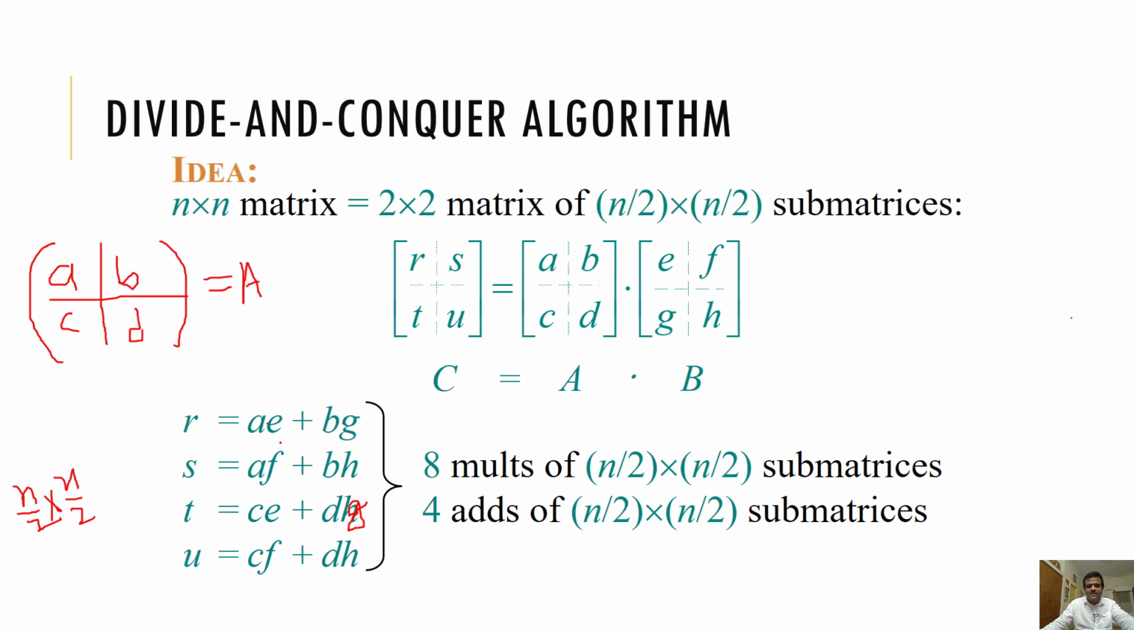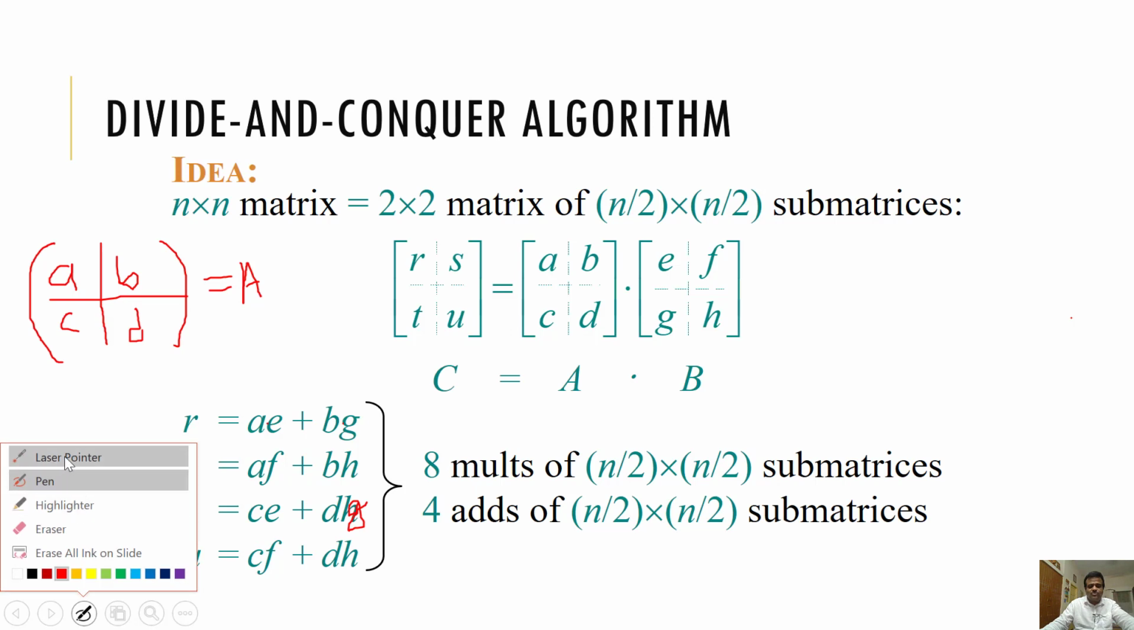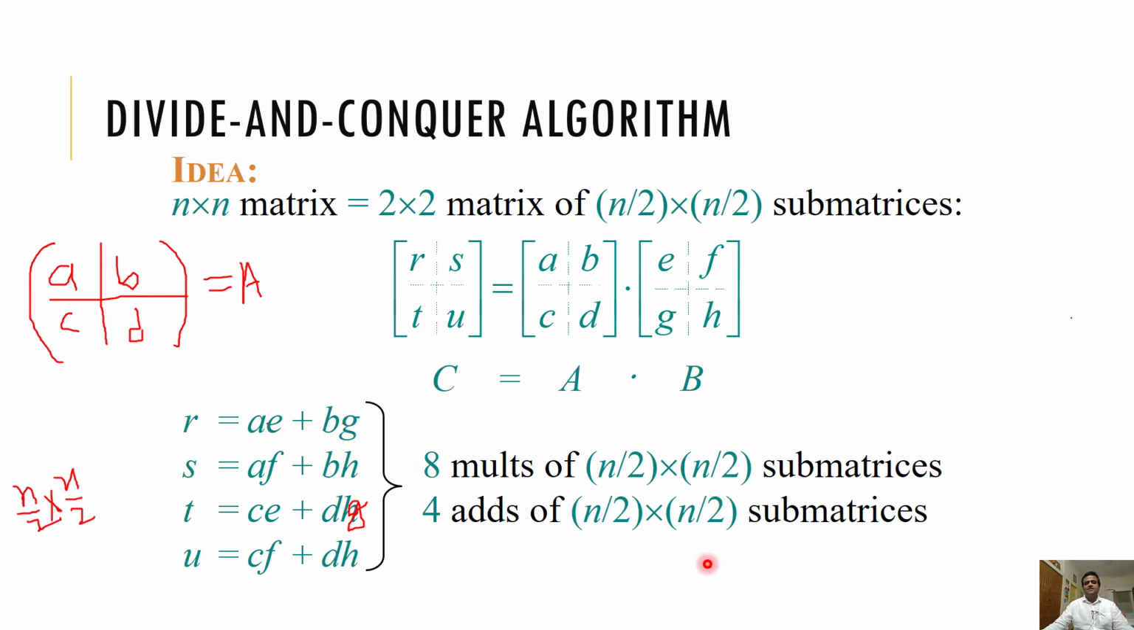How many matrix multiplications do we have? 1, 2, 3, 4, 5, 6, 7, 8. So we have 8 matrix multiplications to conquer, and after that we have to add them. That comes under the combine step. After the recursive calls and getting the results, each of size n by 2 cross n by 2, we have 4 additions, all of size n by 2 cross n by 2. What is the cost of addition? We have to add corresponding elements, so it is of order n square, because the size is n square by 4 if we treat it as a vector.